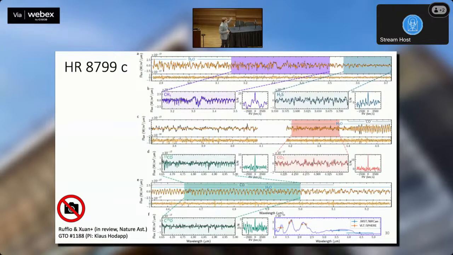So here is the kind of spectrum we're getting from NIRSpec, and that I think illustrates the power of higher spectral resolution. Again, this is 2700 resolution. This is HR 8799c, the third planet in the system, from 3 to 5 micron. So in black you have the data, in orange you have the model. It's hard to tell them apart.